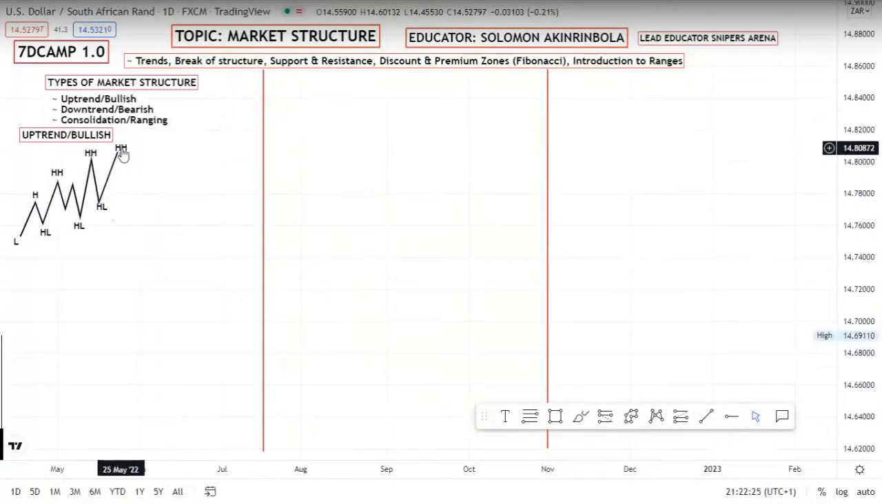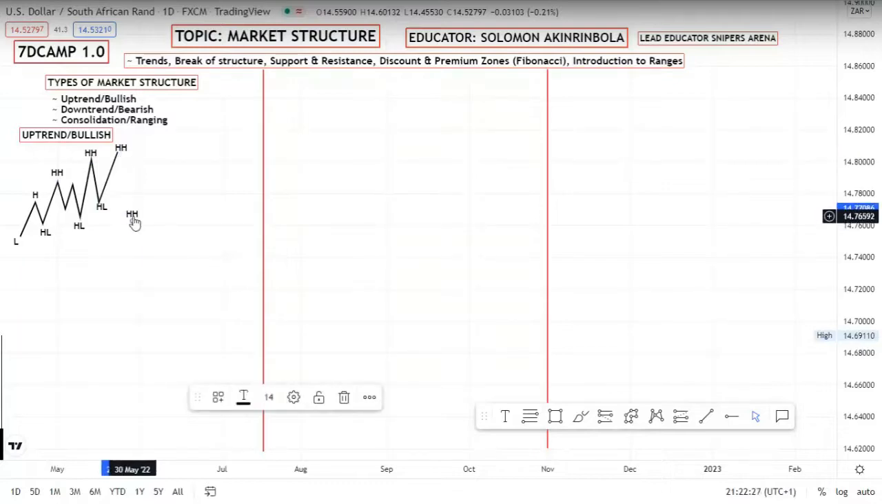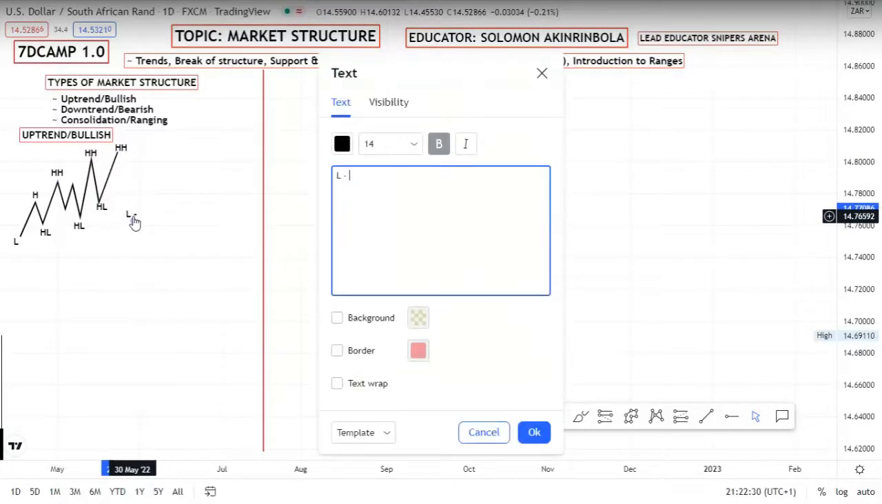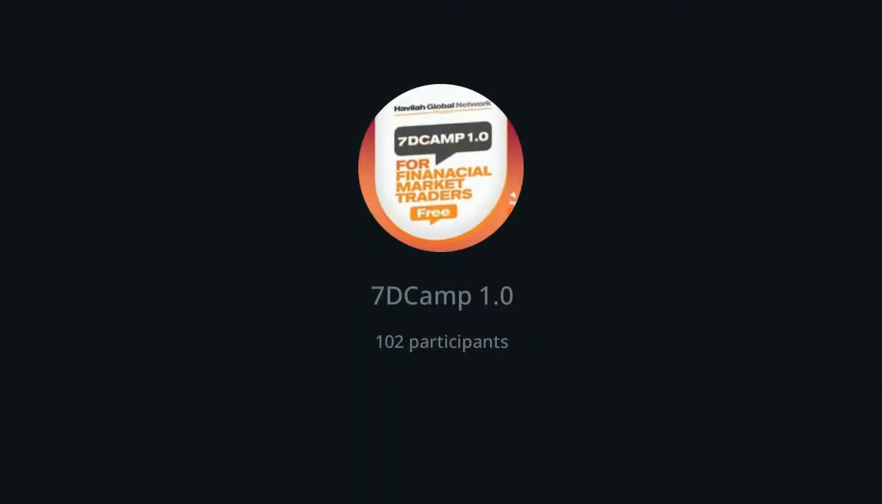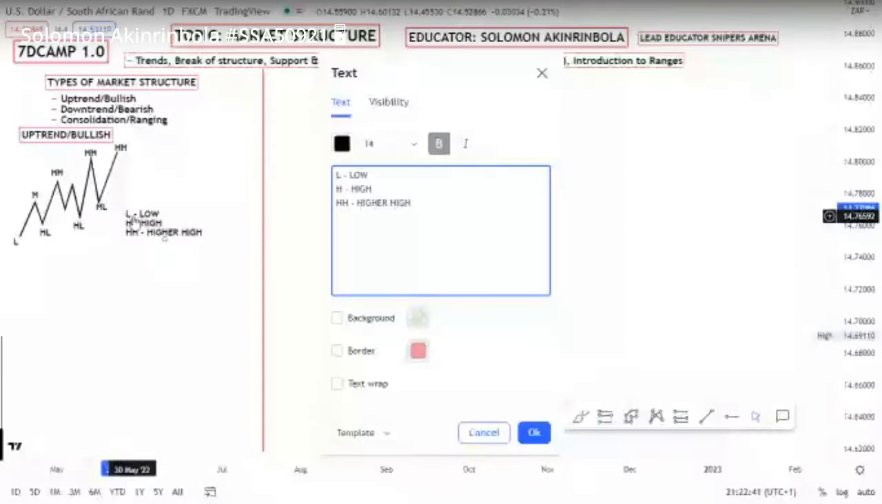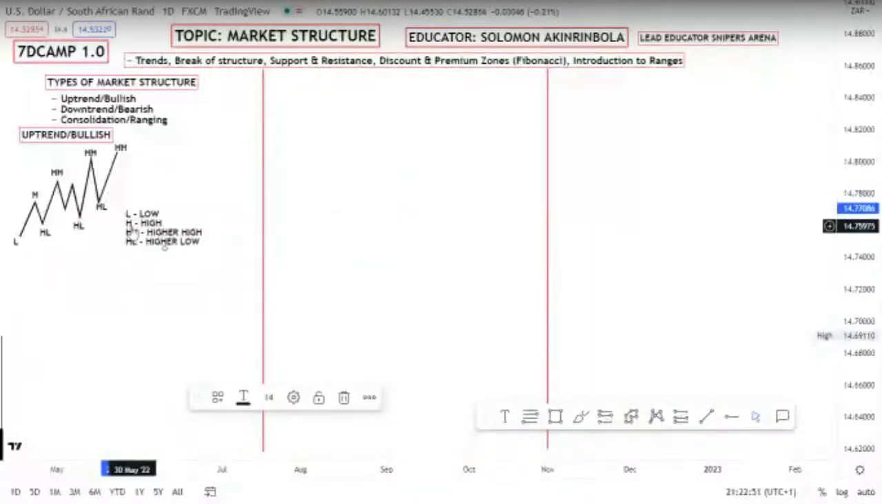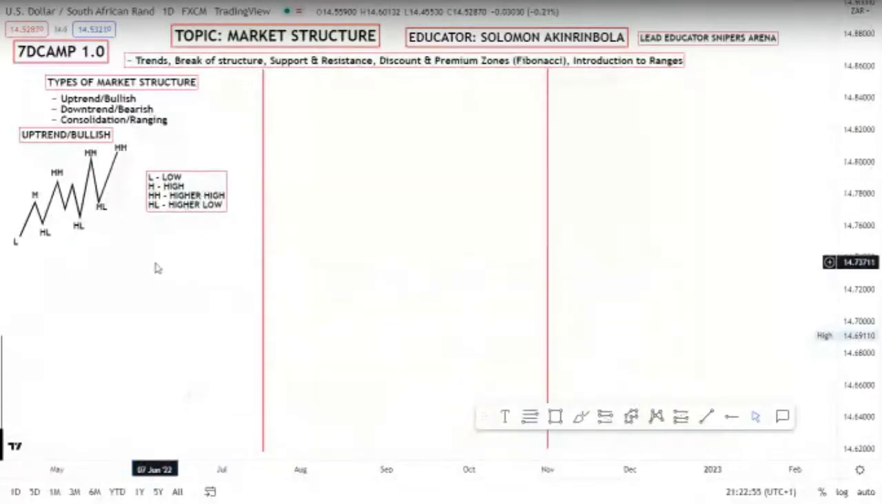Now, terminologies. Let's quickly look at terminologies. A low, high, higher high, higher low. Very good. So these are just the terminologies, just in case you need to know them.